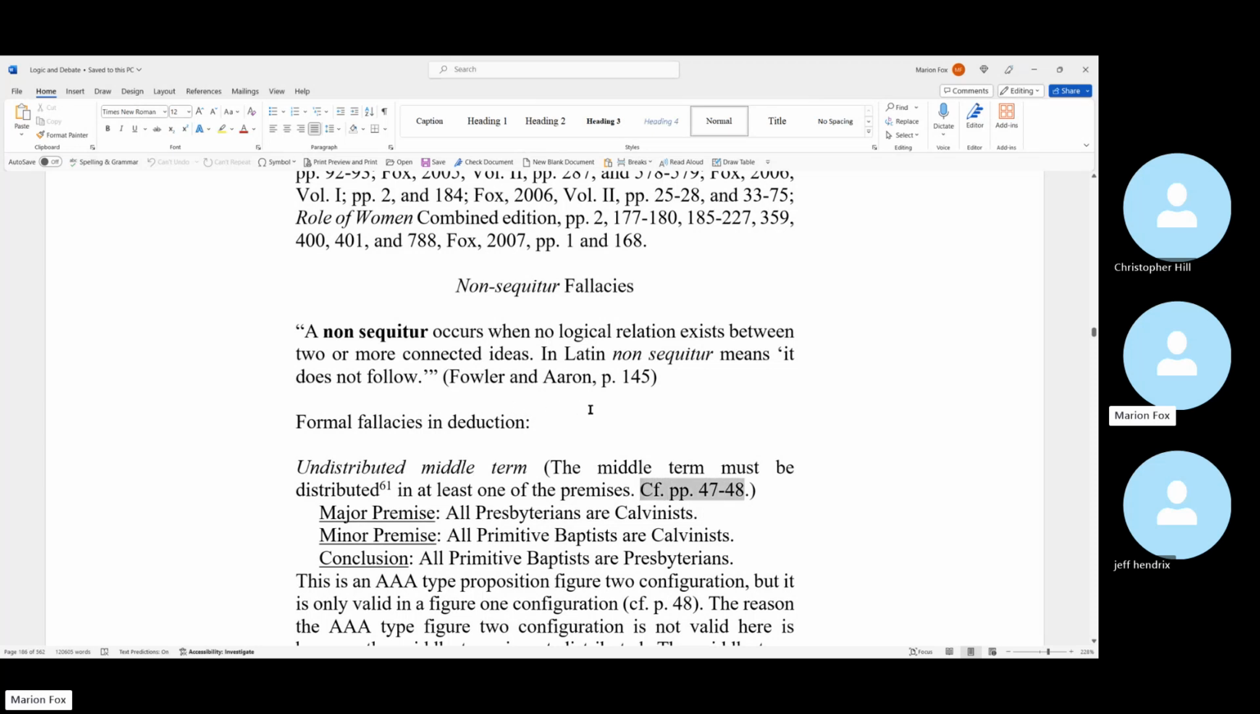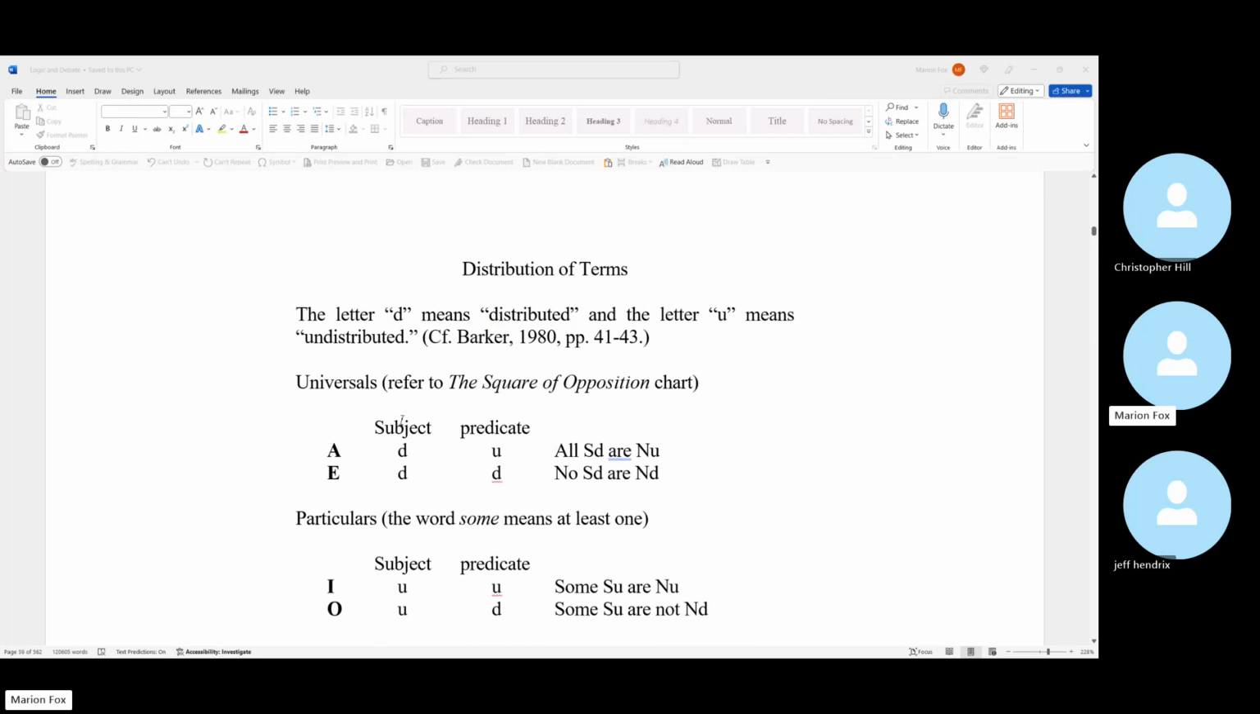This is page numbers 47 and 48. It goes back and shows you our four types of proposition, A, I, E, and O type propositions. We see how we can see what's distributed. So I'm going to go back to page 47. And this is on page 47 now. The letter D means distributed. The letter U is undistributed. That's pretty clear.